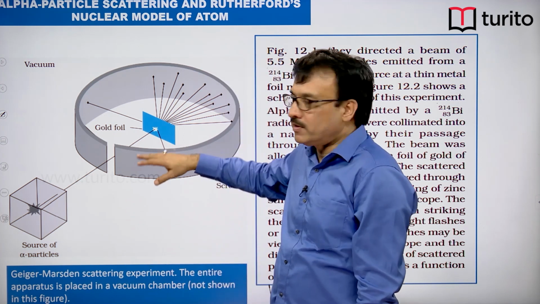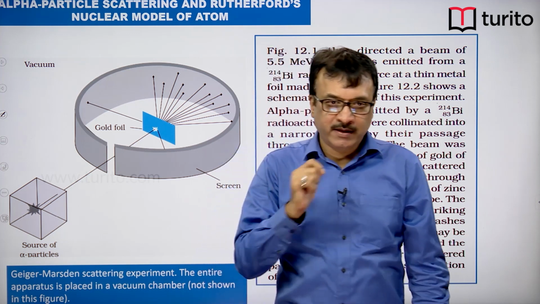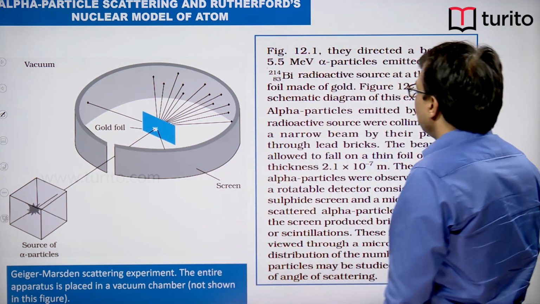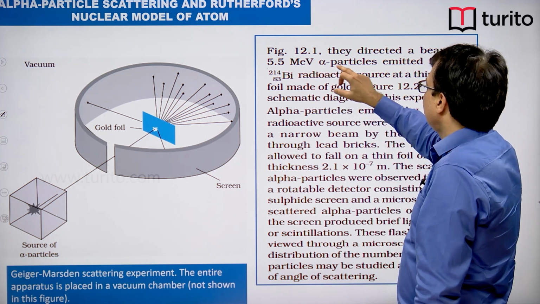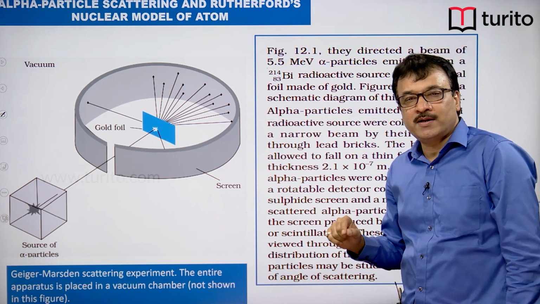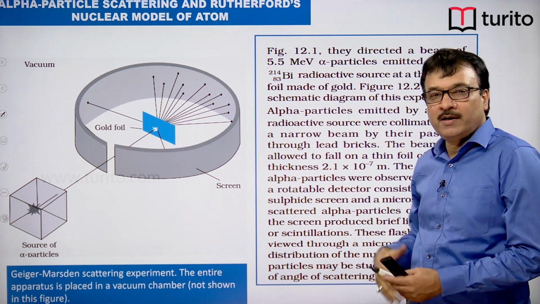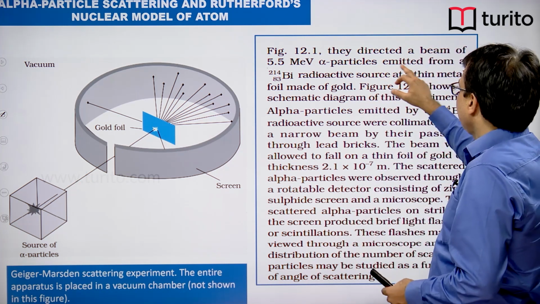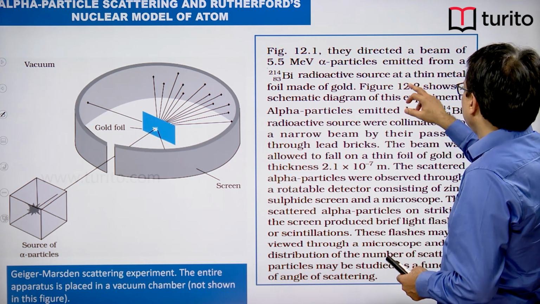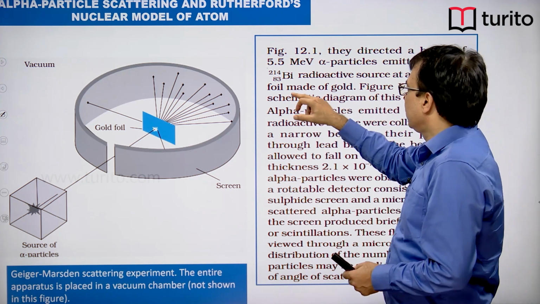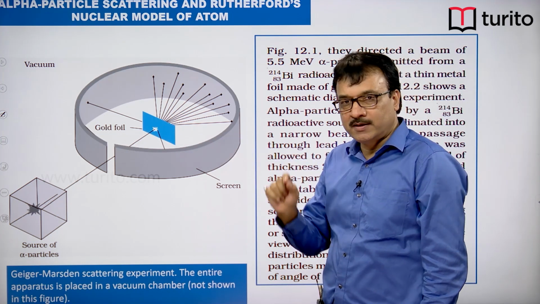This is a rectangular gold foil. Its thickness is very small, it is very thin. A beam of 5.5 mega electron volt alpha particles. So, these alpha particles were carrying kinetic energy of 5.5 mega electron volt. Alpha particles emitted from a bismuth radioactive source were directed at a thin metal foil made of gold. Thickness is very small.